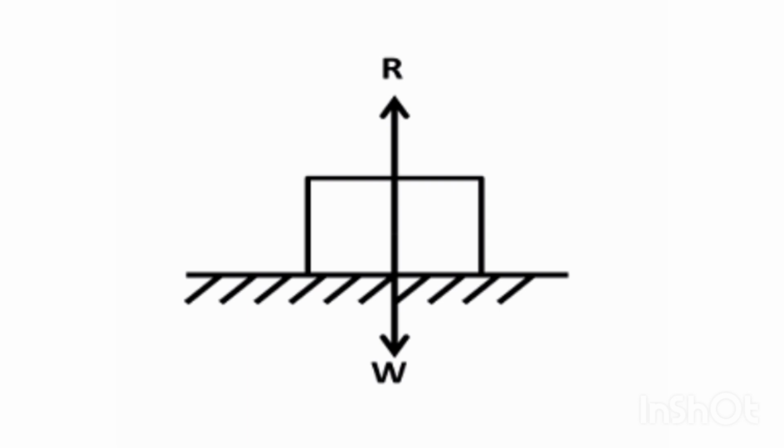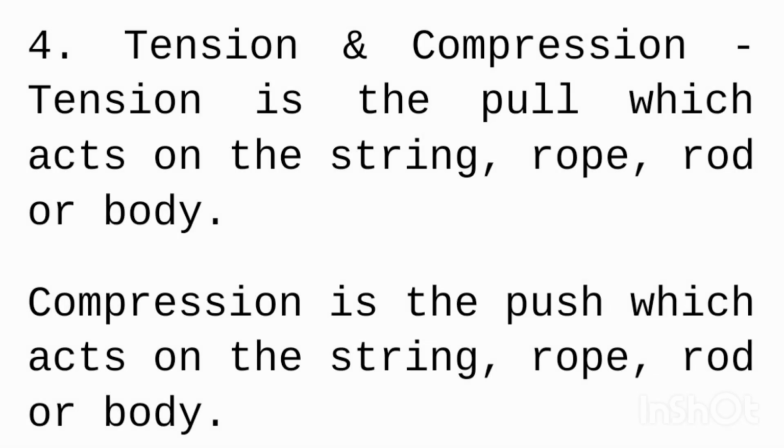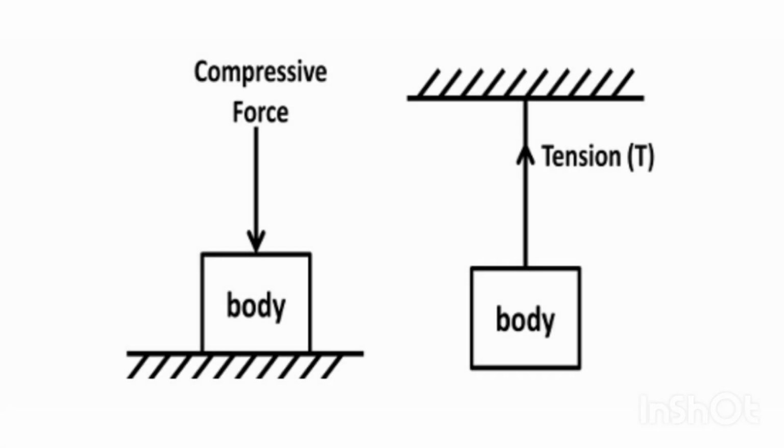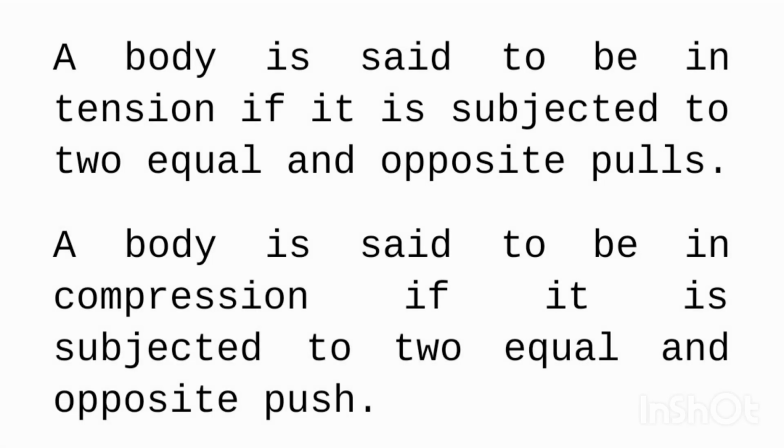Next term is tension. Tension is the pull which acts on the string, rope, rod, or body, etc. It is the pull force. Okay. Tension is the pull force. Conversely, compression. Compression is the push force which acts on the string, rope, rod or body. Okay. So tension is pull force and compression is push force.